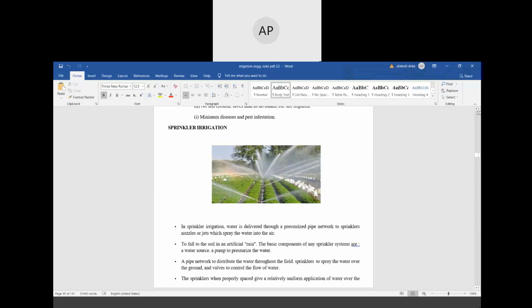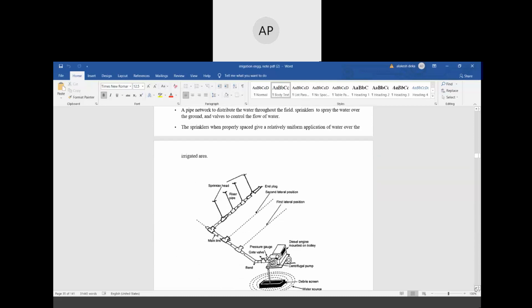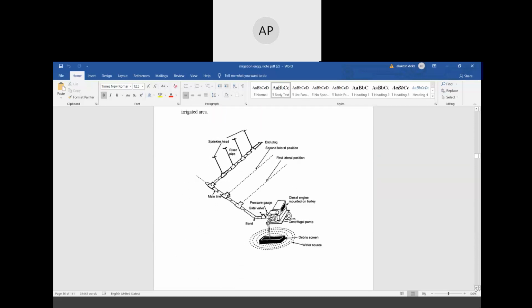Okay, so in last class, we discussed the sprinkler irrigation method, isn't it? In this method, water is delivered through a pressurized pipe network to sprinkler nozzles or jets which spray the water into the air. And what type of crop is irrigated with this type of system?